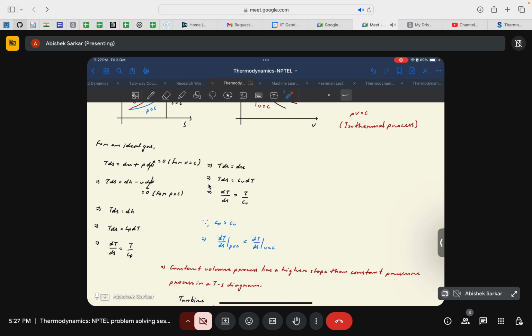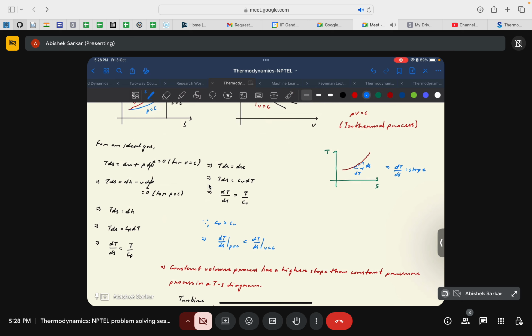So if we consider a TS plot, let's draw it again. dT by dS represents the slope of a curve. There is a particular curve represented in the TS plot. Then dT by dS would essentially represent the slope of that curve. So dT by dS represents the slope of a curve in the TS plot.